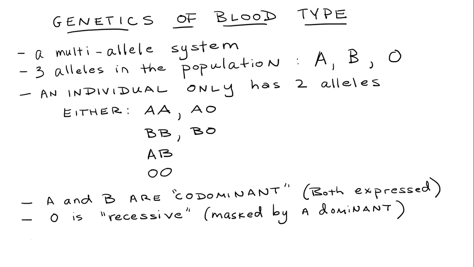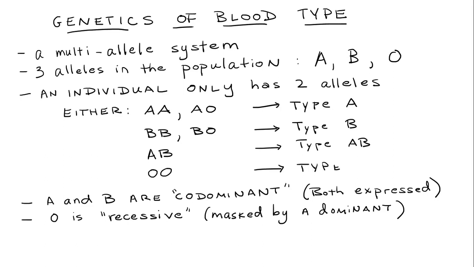In the first case, AA and AO, that person would have type A blood. BB and BO, that person would have type B blood. A person with AB would have type AB blood, and a person with OO would have type O blood.